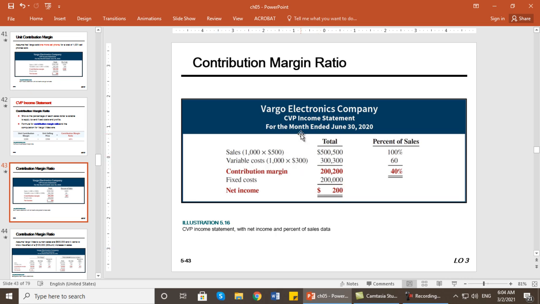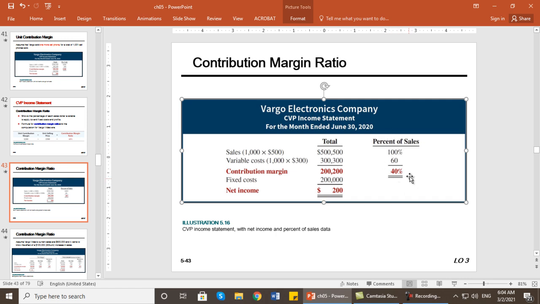As you see here, the contribution margin income statement. This is for sales 1001. As you see, this figure is not correct. It's 1001 unit. And here's variable cost 1001.